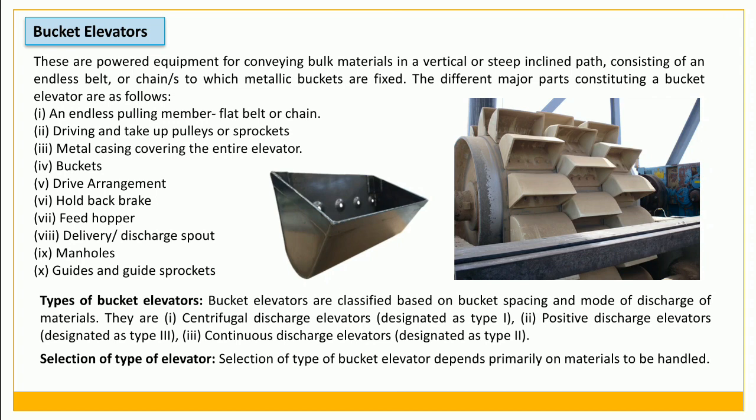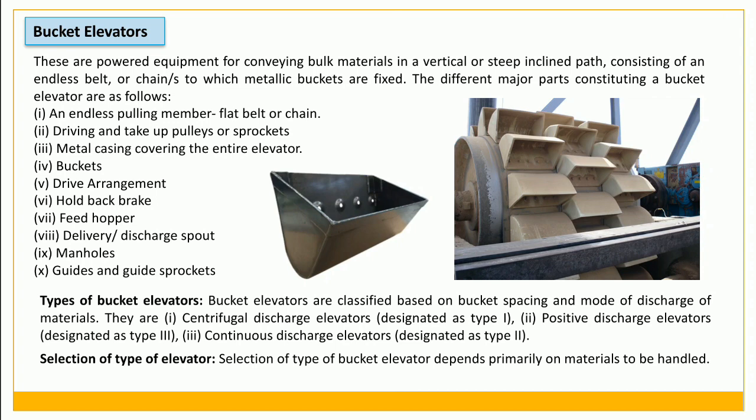So a bucket elevator is basically a powered equipment for conveying bulk material in a vertical or steep inclined path, consisting of an endless belt or chain to which metallic buckets are fixed. With the belt or chain, the buckets move unidirectionally within a casing and collect bulk materials at the bottom end of the equipment and deliver them at the top end. A typical bucket elevator has major parts which constitute it.